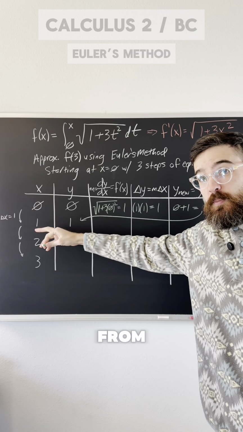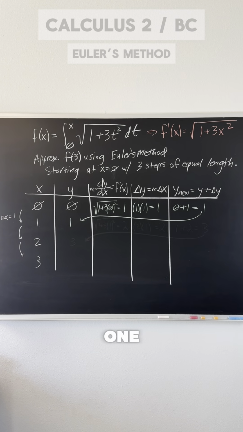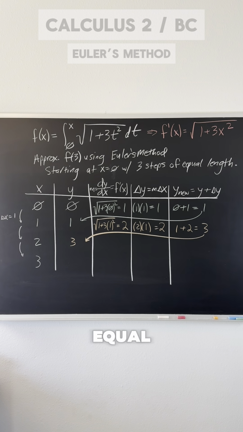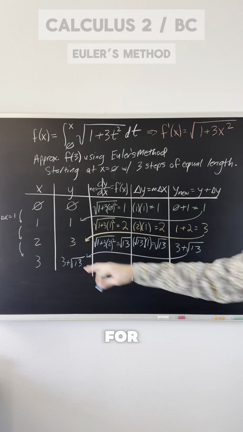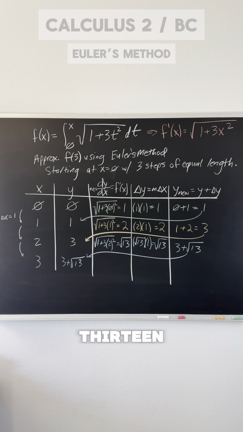So when we take the step from 0 to 1, we projected that our new y value should be equal to 1. We repeat the process again for the point (1, 1), and we get our new y value equal to 3. And doing it one more time for the point (2, 3), we end up with the new y value of 3 plus root 13.